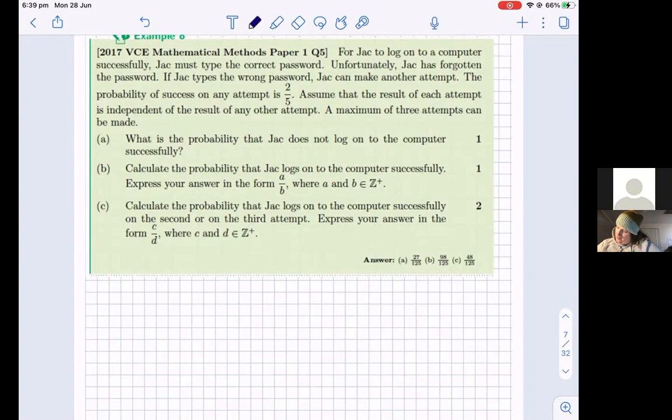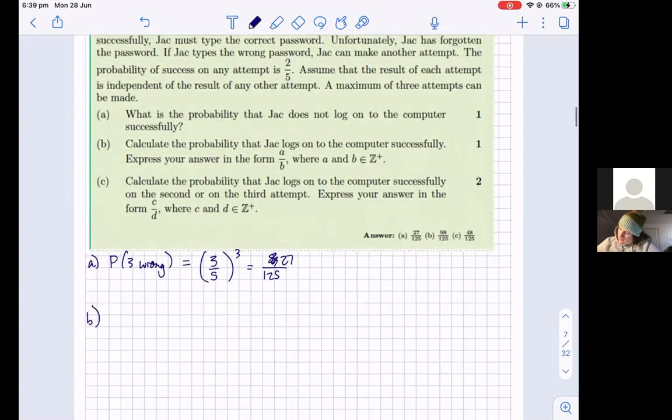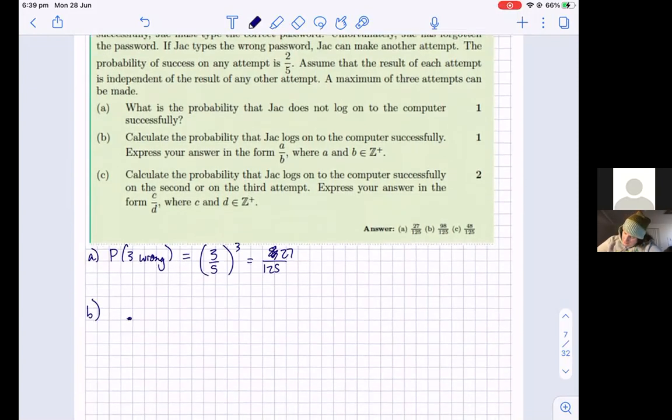So not logging on successfully, the only way that can happen is 3 wrong attempts. So we've got 2/5 times 2/5 times 2/5 comes out as 8 on 125. Not 8. Oh, that's success. So it's 3/5. Question B, calculate the probability that he logs on successfully. Okay, so the options we have are getting it right first.